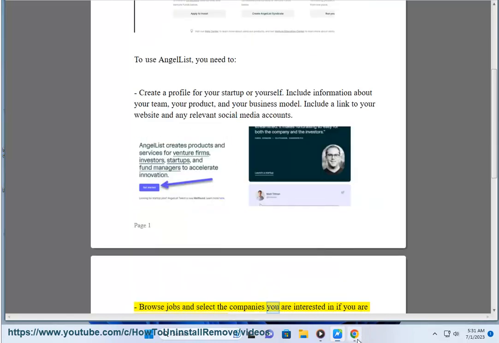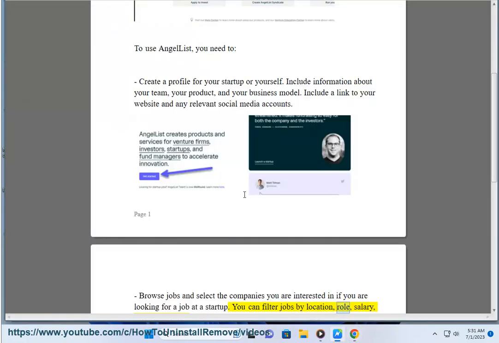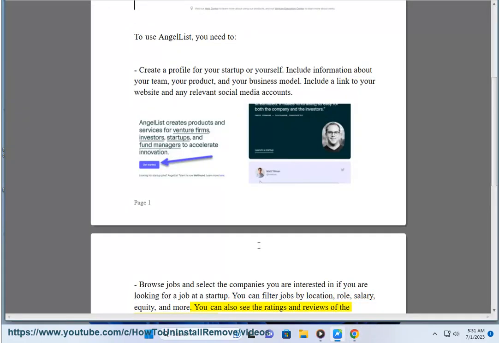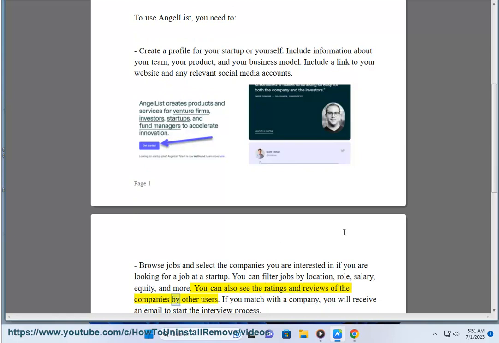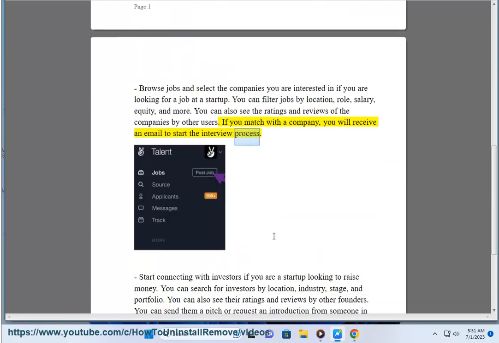Browse jobs and select the companies you are interested in if you are looking for a job at a startup. You can filter jobs by location, role, salary, equity, and more. You can also see the ratings and reviews of the companies by other users. If you match with a company, you will receive an email to start the interview process.